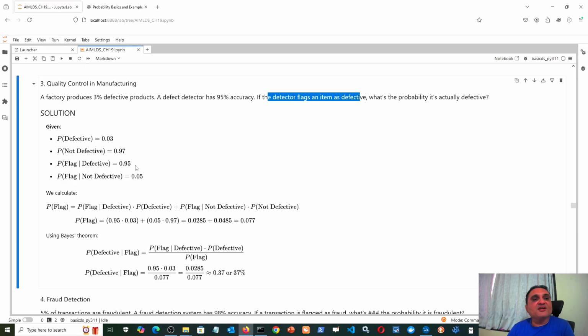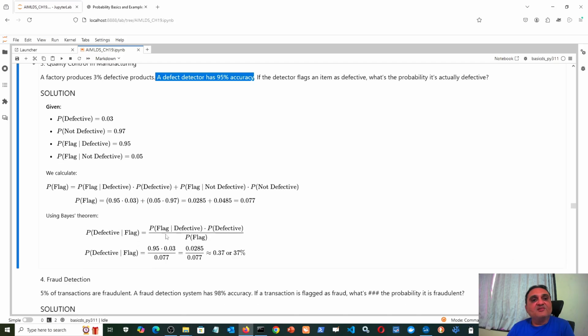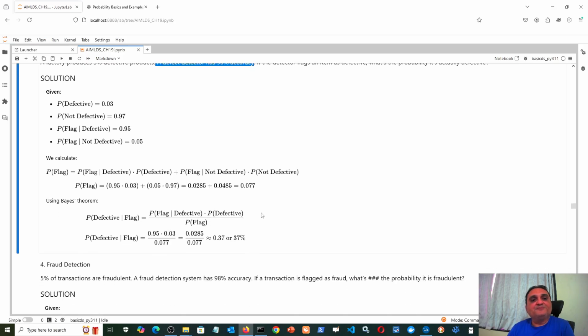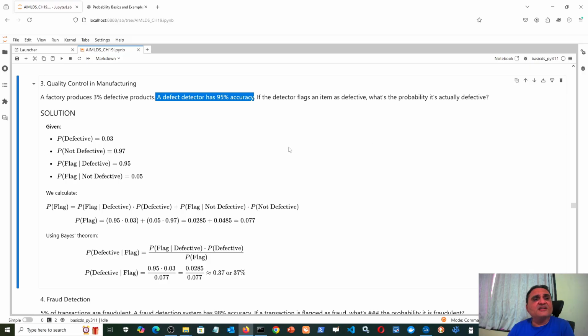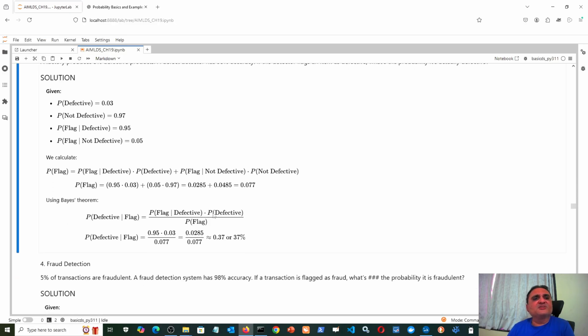Probability of flag given defective is 95%. From a sample of 100 defective products, my test will flag correctly 95%. Multiplied by the probability of defective, which is the absolute, simple probability that in any population 3% are defective products. So that is 0.03. But the probability of flag is not given to me.